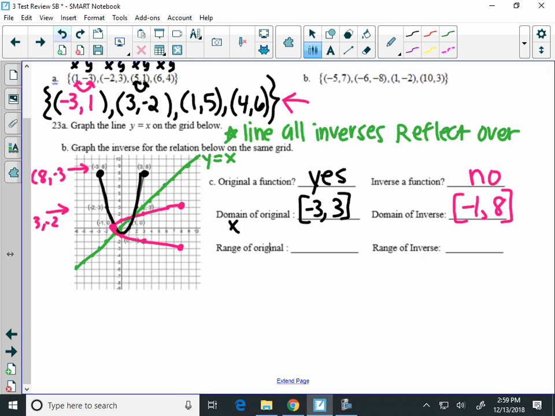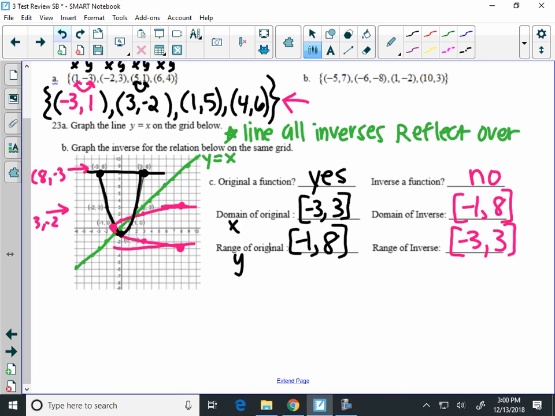Now let's talk about the range. Range is the y values of a function. So on the black graph, our original, the lowest y value is here at negative 1. The highest y value is up here at 8. For the range of our inverse, the pink graph, our lowest y down here is at negative 3. And the highest y value right here is at y equals 3.